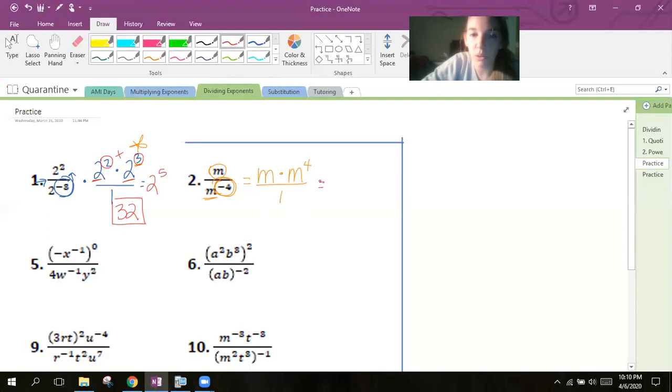Okay, so just like in the last one, I remember all the way back to my multiplying exponents. If they have the same base, then you take your exponents and you add them together. So that's going to be m to the 5th power. And if it's over 1, you don't even really have to put that. So there you go. All righty, next one.